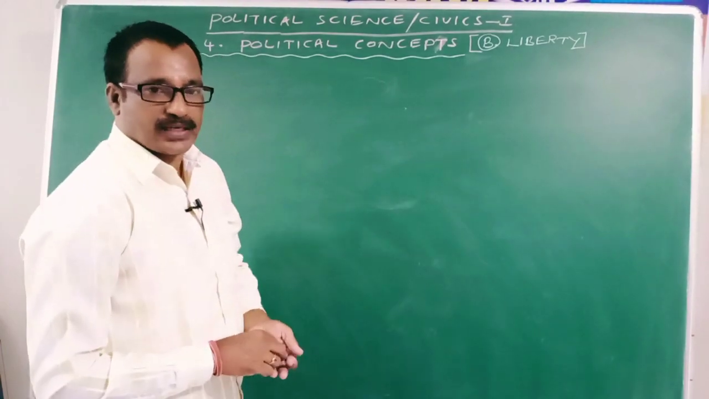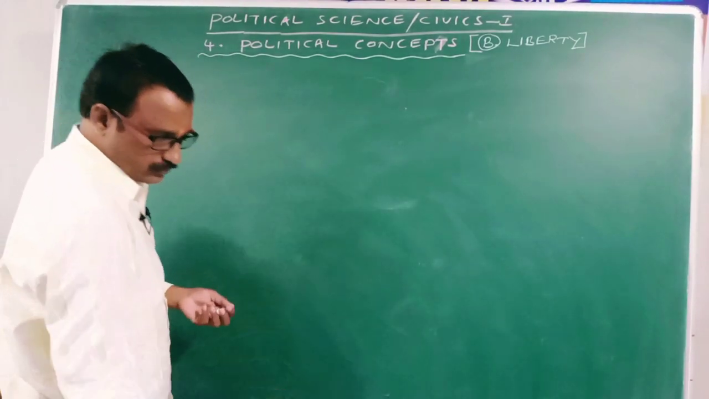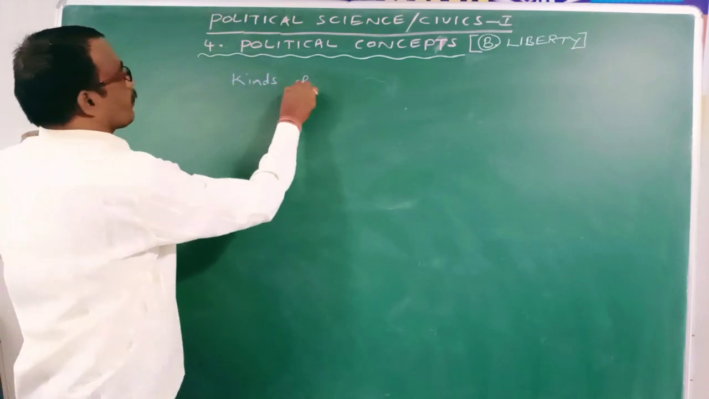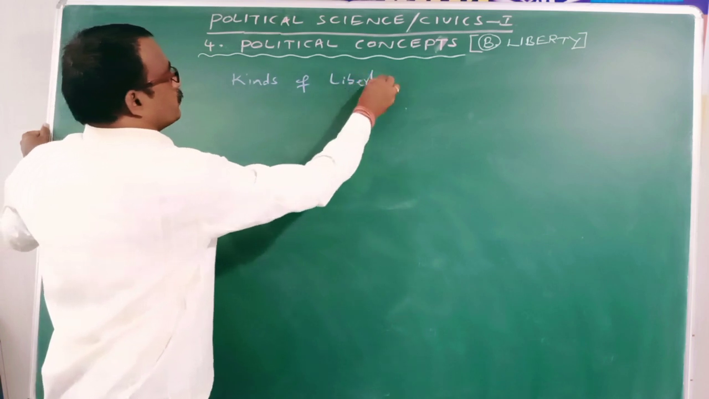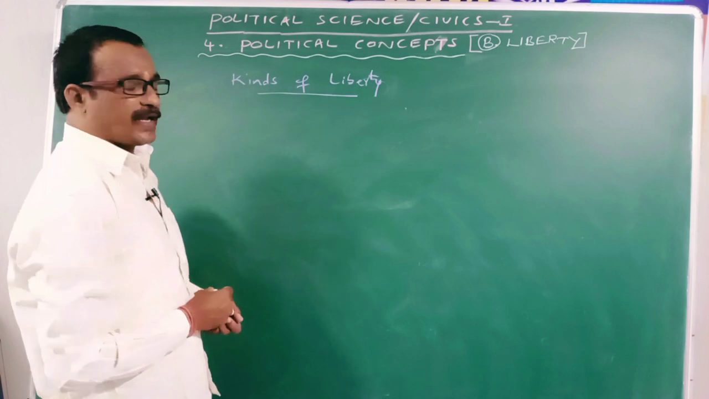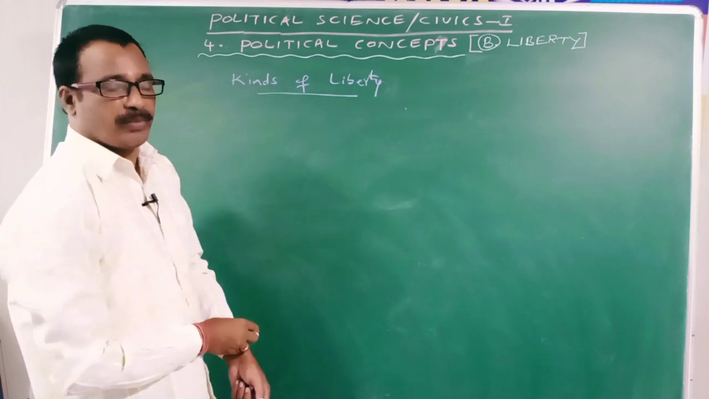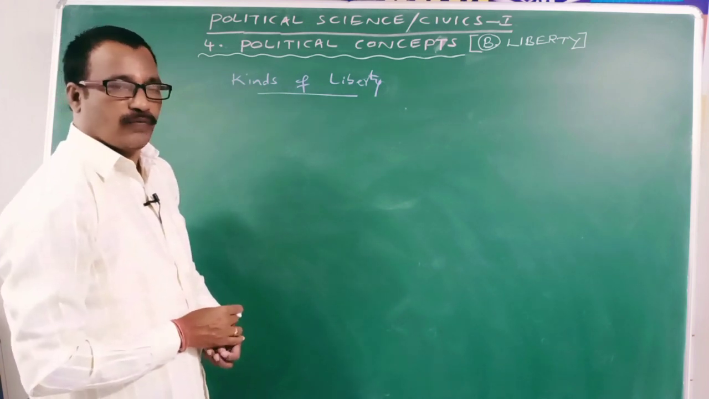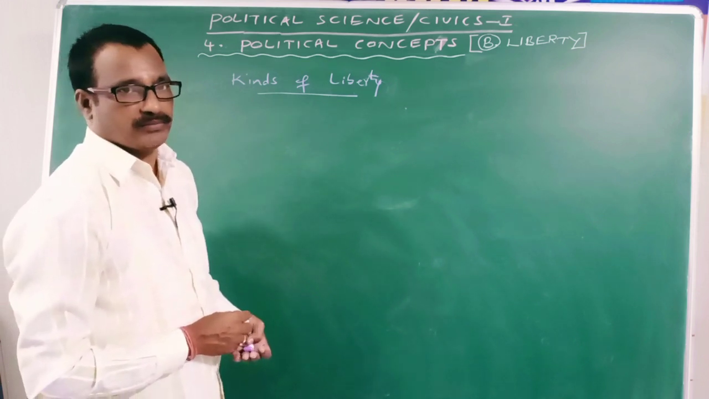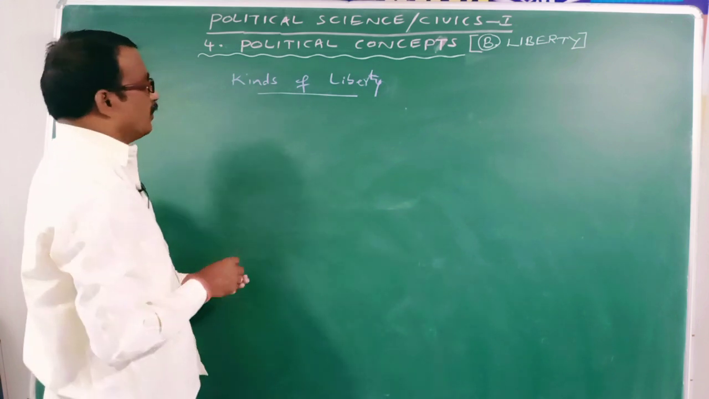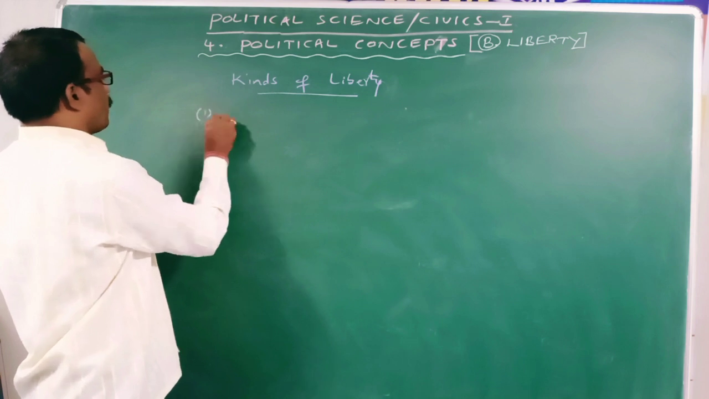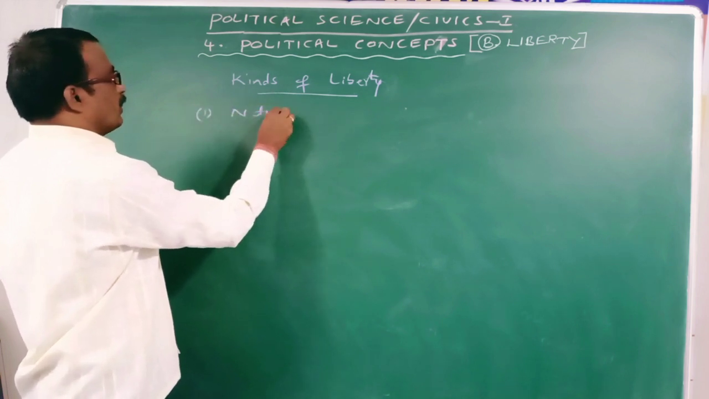So, kinds of liberty. Here there are 5 types of liberty. 1. Natural liberty. 2. Civil liberty. 3. Political liberty. 4. Economic liberty. 5. National liberty. Clear? Now, one by one we will discuss. First one is natural liberty.